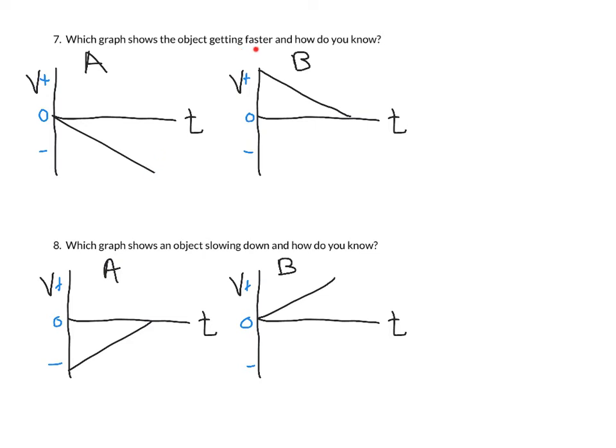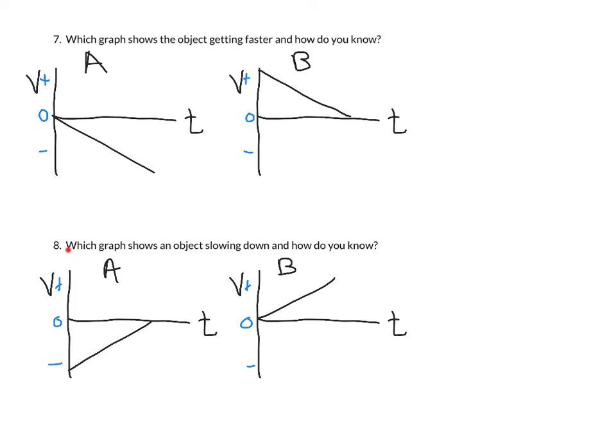If the velocity line goes away from the 0, that means it's getting bigger or getting faster. So which one's getting faster? Has to be A, because the line is going away from 0 velocity on the negative side, getting faster. This one's going toward the 0, getting slower.